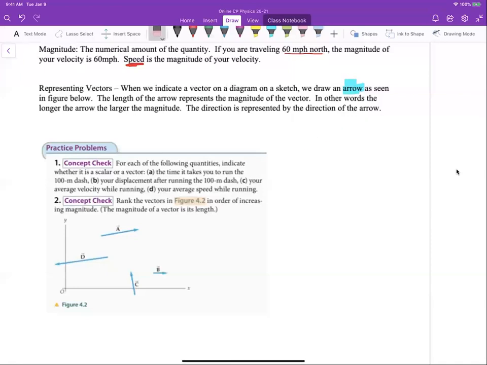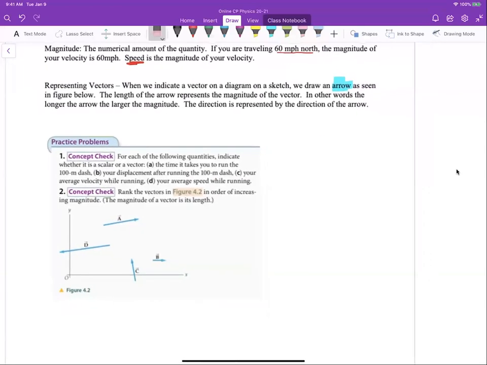All right, if we take a look at number 1, for each of the following quantities, indicate which is a scalar or a vector. So we'll highlight in blue the scalars. The time it takes you to run: time is a scalar. Your displacement is a vector, your average velocity, and we know speed is a scalar. Which ones are vectors? Well, we've learned that displacement is a vector. Vectors have direction, displacement has direction, and velocity has direction.